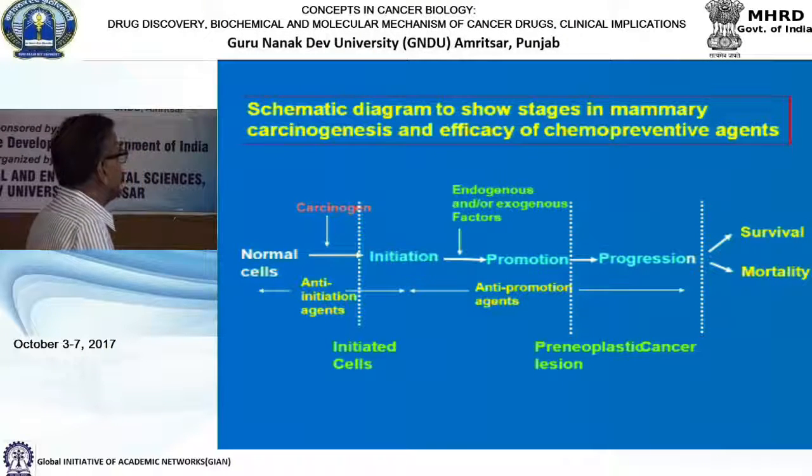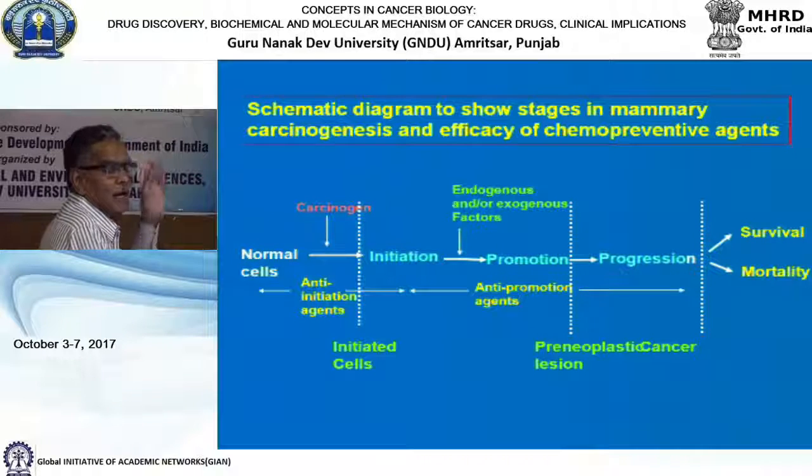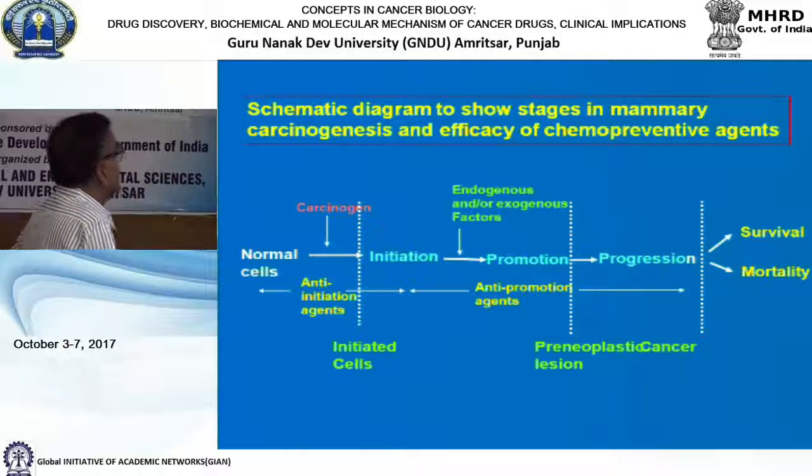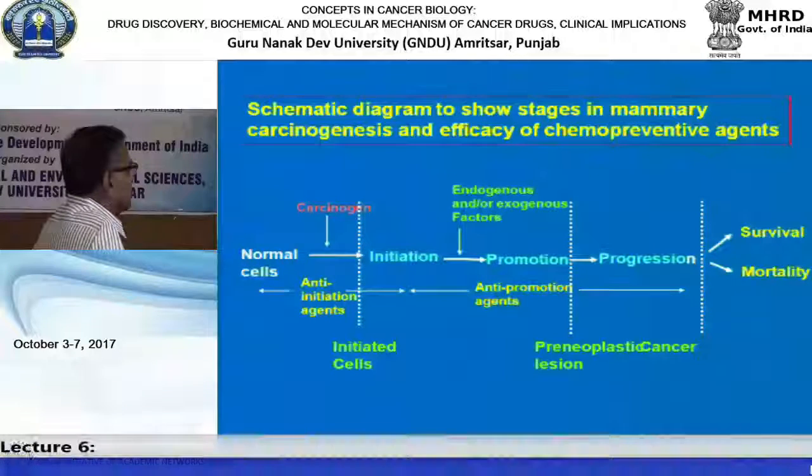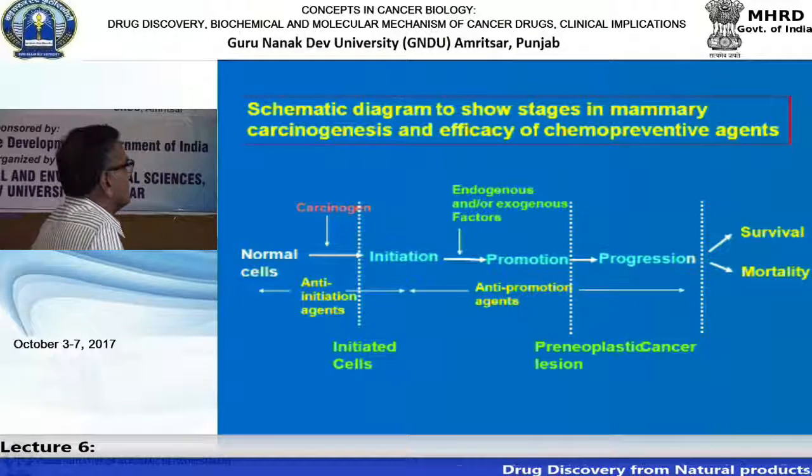And the anti-initiating drugs are mostly antioxidants, and they have properties like that. They either induce the glutathione S-transferase, or they prevent the transfer of the cells by inhibiting the phase one enzymes and things like that. So anti-initiating agents are given before the initiation. Anti-promotional agents are given after the carcinogen is given.